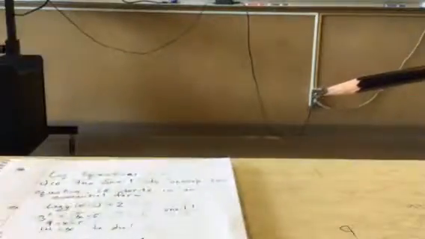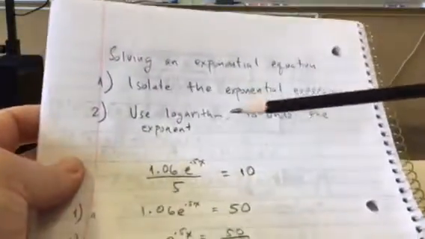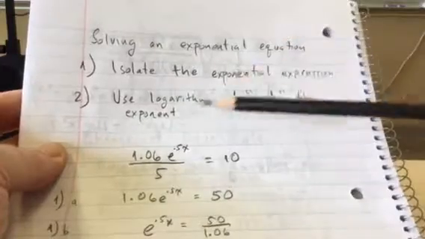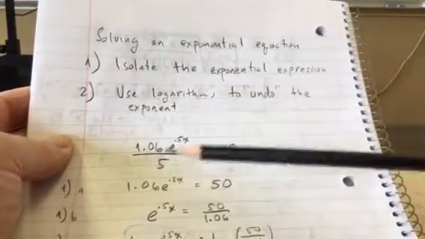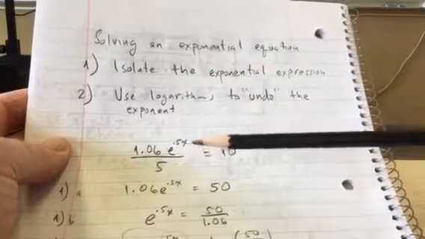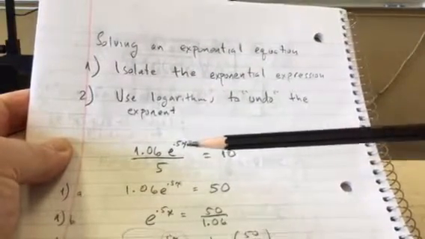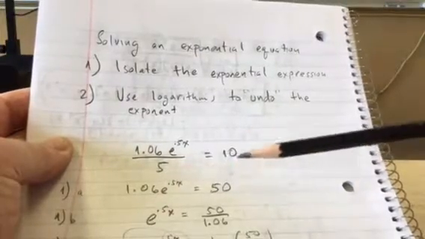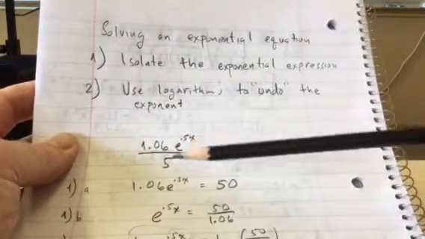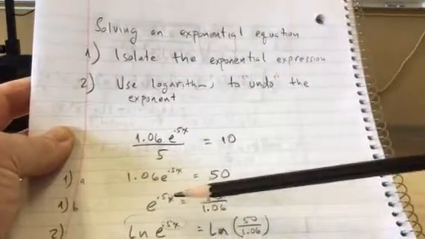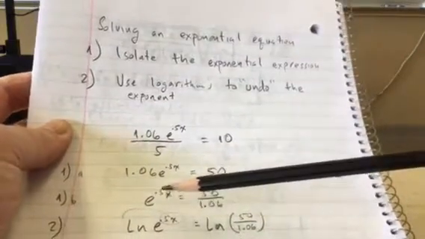Okay, I'm going to do a slightly more complicated exponential equation and give you the general algorithm here, which is this. Solving an exponential equation, you isolate the exponential expression part first, and then use logarithms to undo the exponent. Here's a slightly more complicated exponential equation. 1.06 times e to the 0.5x, all divided by 5, equals 10. Well, we have to isolate this exponential part, which is just the base with the exponent. Okay? When we get down to here, we've isolated the exponential expression.